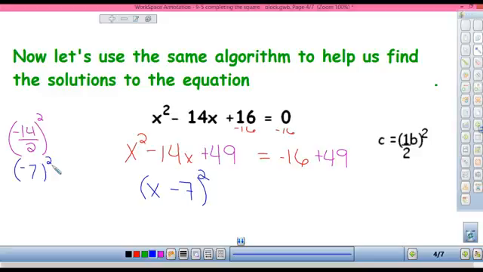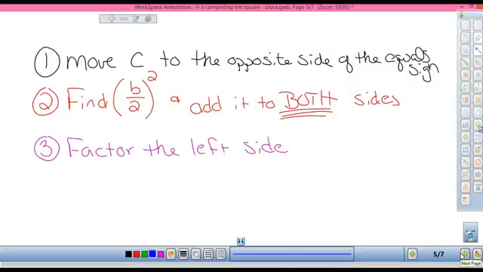So x minus 7 squared equals, what do we get over here? We took negative 16 plus 49. That's what it says to do on that side, right? Do you have these steps written down in order like this?